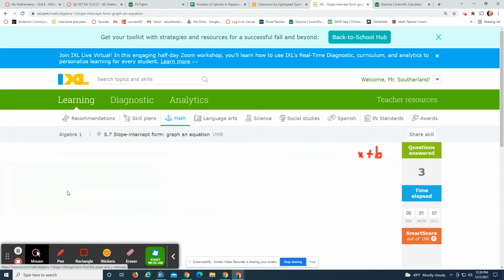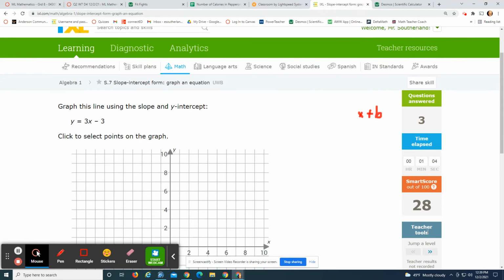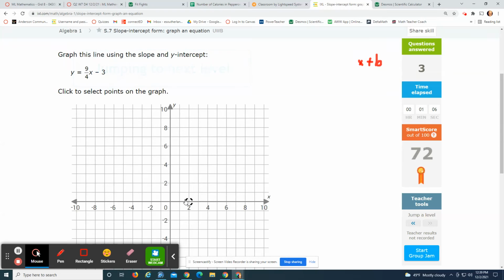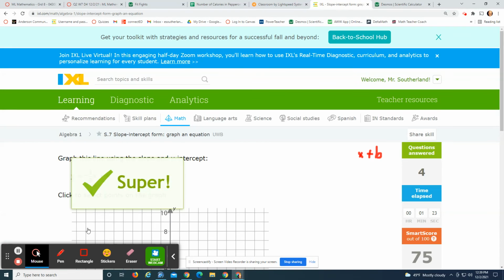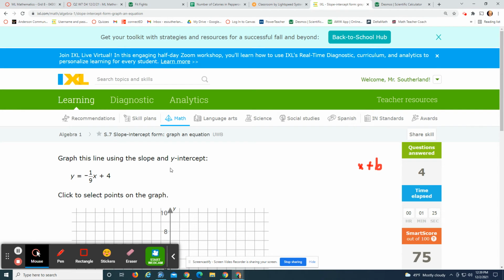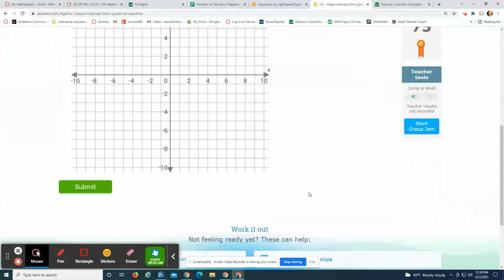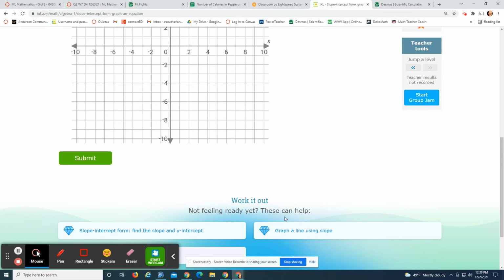And then you keep doing these over and over again. We can skip to where they get a little bit harder, but it's still going to be the same. -3 is where I start. 9 over 4 means go up 1, 2, 3, 4, 5, 6, 7, 8, 9 over 1, 2, 3, 4. And then click submit. Again, almost all of these have spots where you can go back and work on stuff. Not filling these, it shows you things that you should go back and work on.